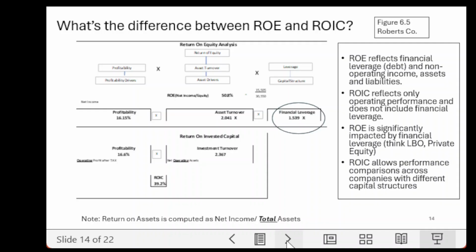So you can compare companies that have different capital structures. For example, a highly leveraged company to a company that has no financial leverage, and have an apples to apples comparison. ROE for those two companies would not be an apples to apples comparison. So very useful and very important, both of these measures.